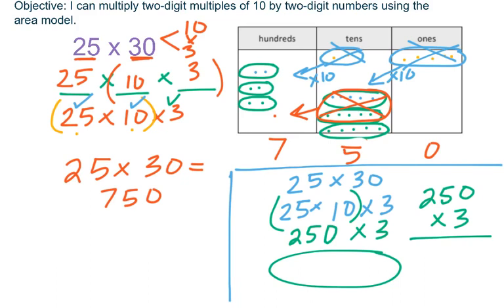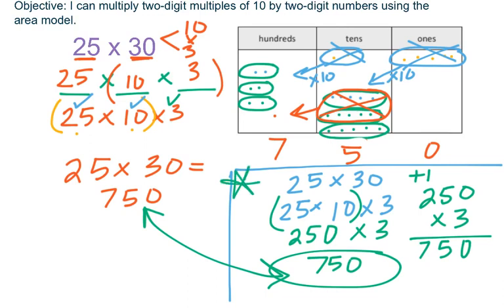So I've got 3 times 0 is 0. 3 times 5 is 15. 3 times 2 is 6. Plus 1 is 7. So 250 times 3 is 750. And notice, same answer that I got from my place value chart. Okay, so that method I just showed you down here at the bottom is that shorthand method where we started to creep away from the place value chart.